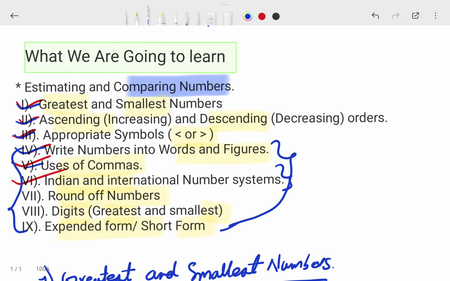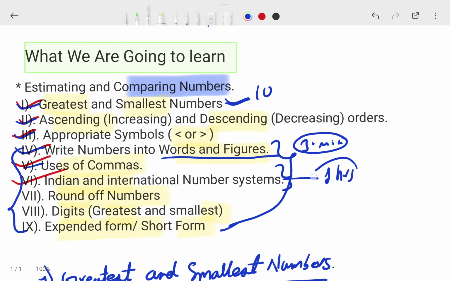But actually, this is all one chapter. If I talk about this one, it's going to be a 10 minute video. If I talk about writing words into numbers, definitely a 30 minute detailed video. The uses of the international system would take a 1 hour video. Why? Because this is one of the topics you have to understand, like the Indian and international number systems. If you try to understand it in one single video, it's not possible. You have to see a special video for this.